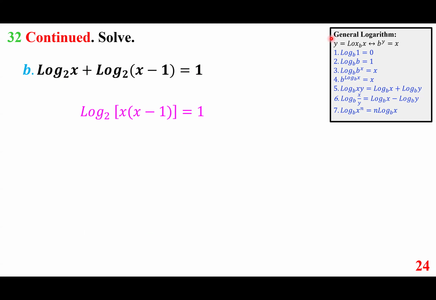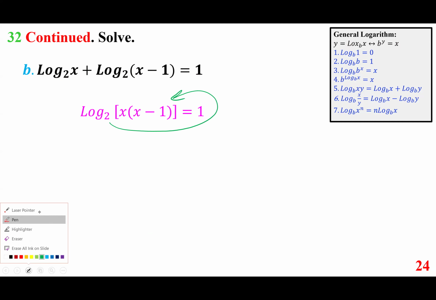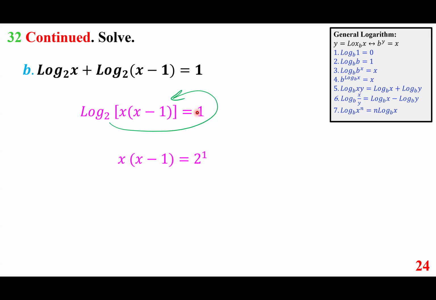And now we go with the definition of a log and change it to an exponential format. Again, following this arrow, which means the argument is 2 to the power of 1. So x times x minus 1 is 2 to the power of 1. So again, your first step is to bring all the logs to a single log, bring all the numbers together, and then you use the definition of a log to change it to an exponential format.